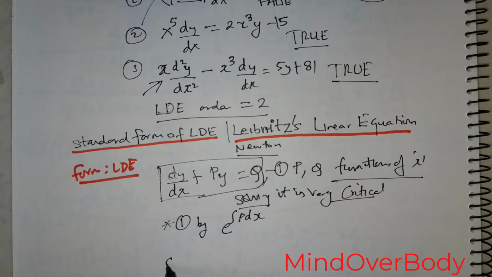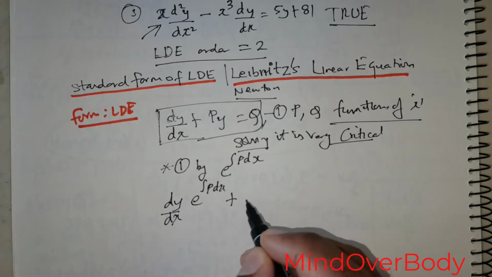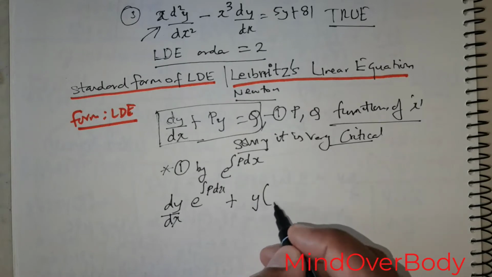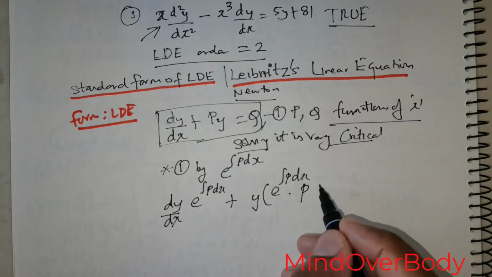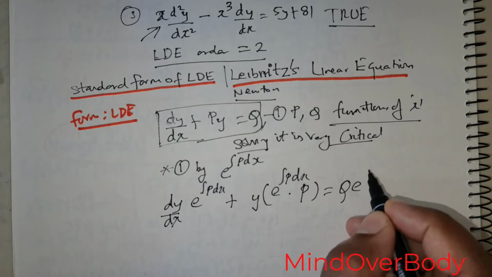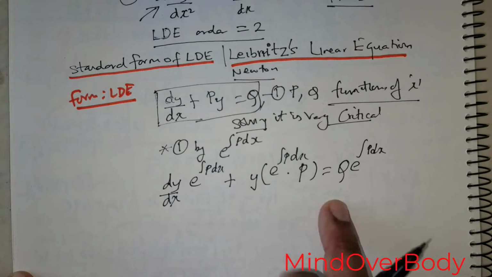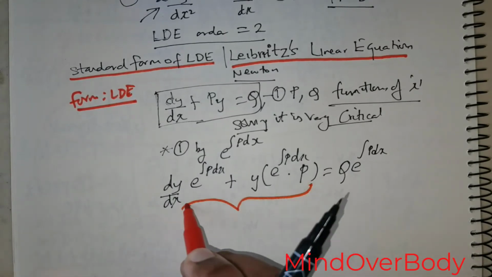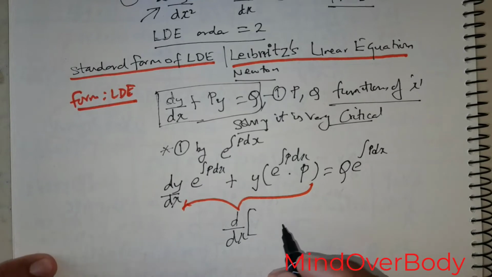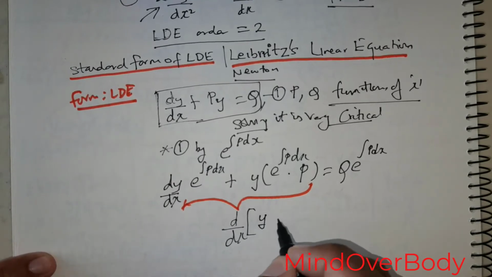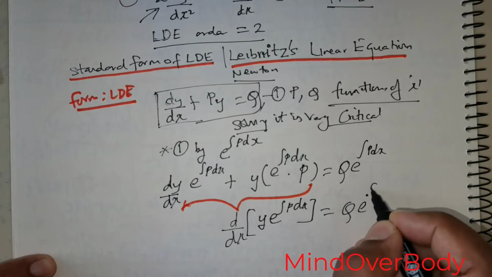So what happens when we do that? I get dy over dx multiplied with e raised to the power of integral p dx, plus y times e raised to the power of integral p dx times p, since I got a p there, is equal to q times e raised to the power of integral p dx. Now clearly, if you observe this, this is nothing but the UV form. So I can clearly rewrite this as d over dx of y times e raised to the power of integral p dx, equal to q times e raised to the power of integral p dx.